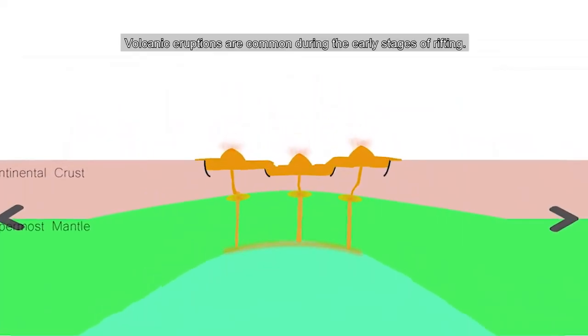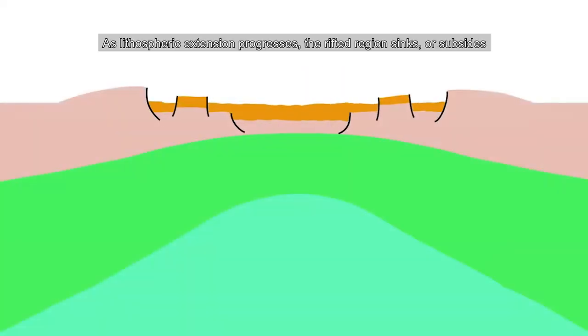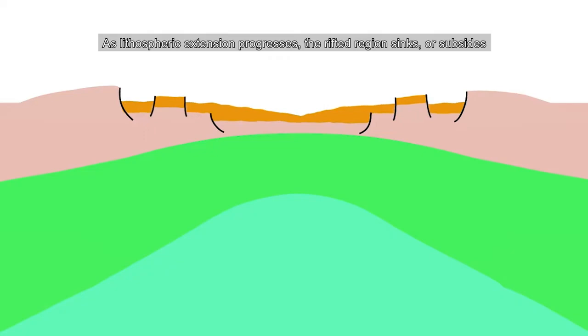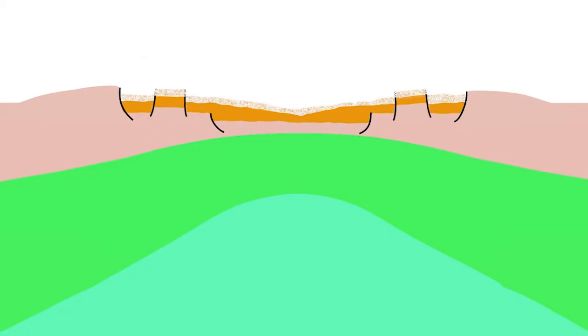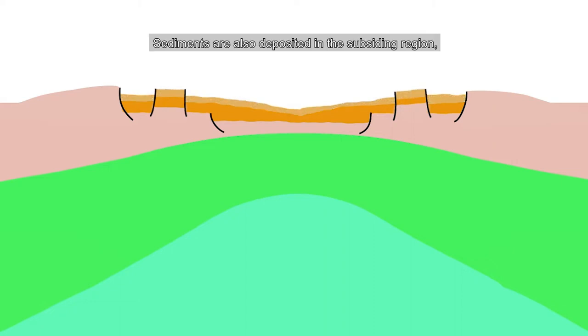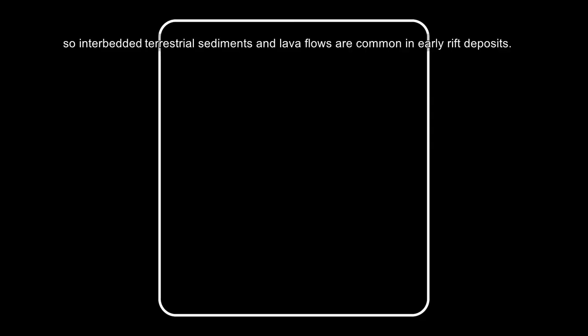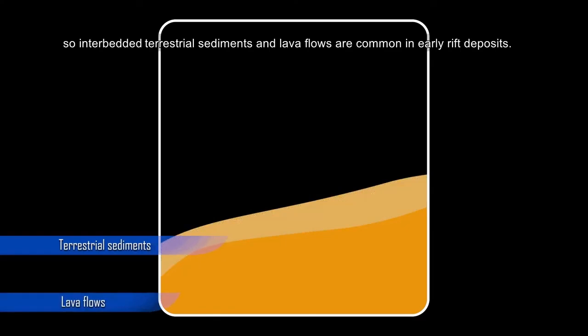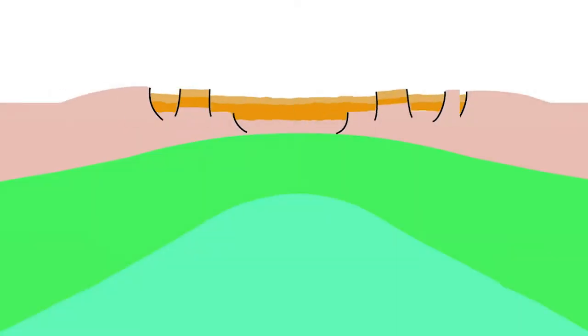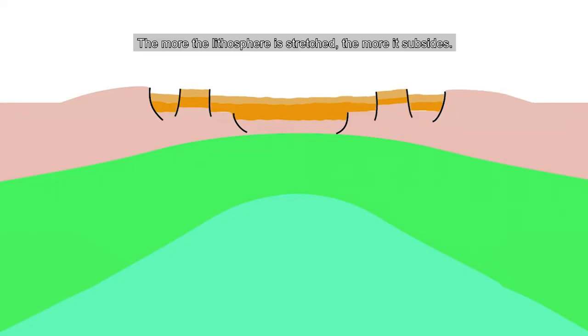Volcanic eruptions are common during the early stages of rifting. As lithospheric extension progresses, the rifted region sinks or subsides. Sediments are also deposited in the subsiding region, so interbedded terrestrial sediments and lava flows are common in early rift deposits. The more the lithosphere is stretched, the more it subsides.